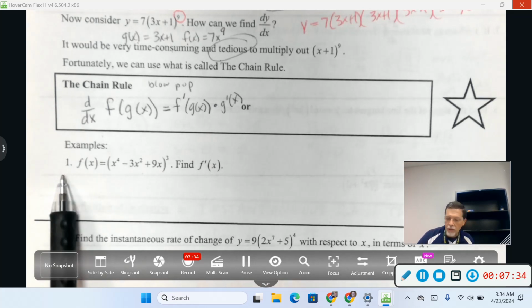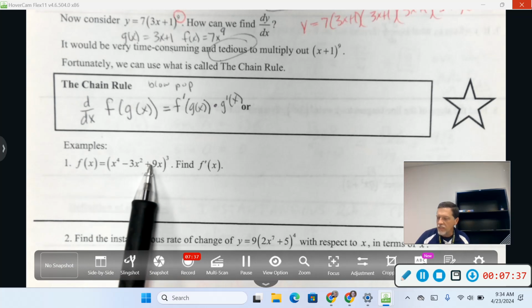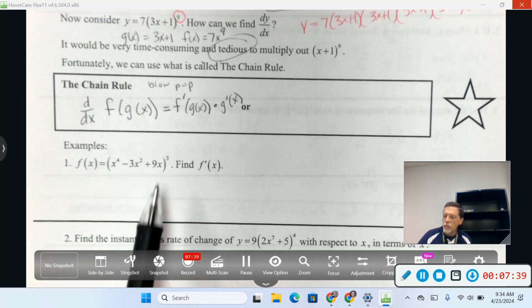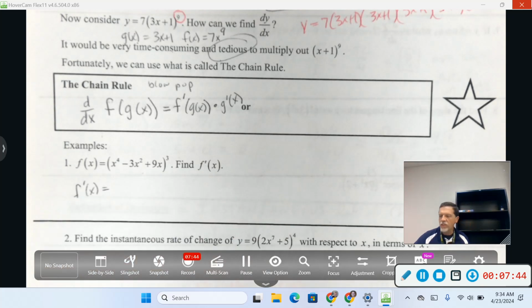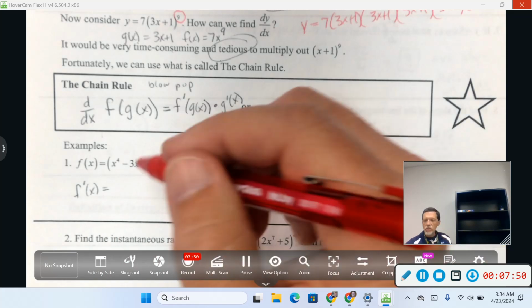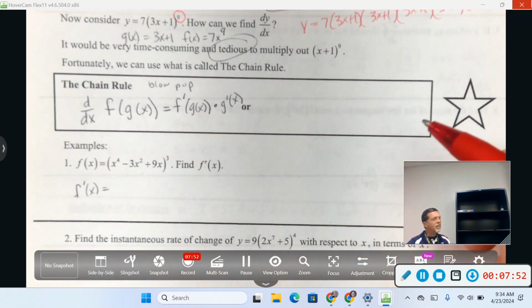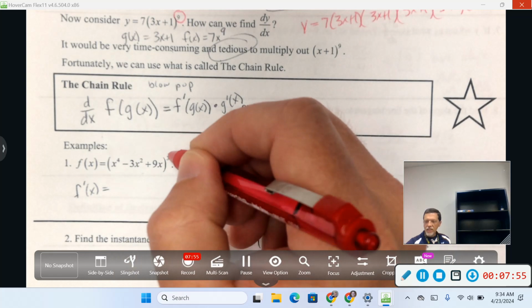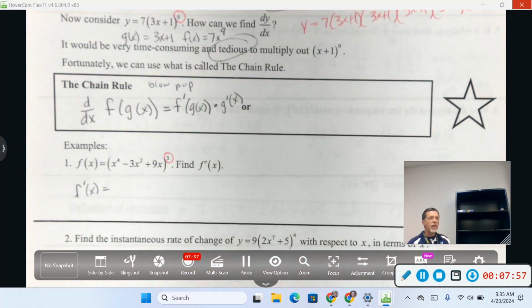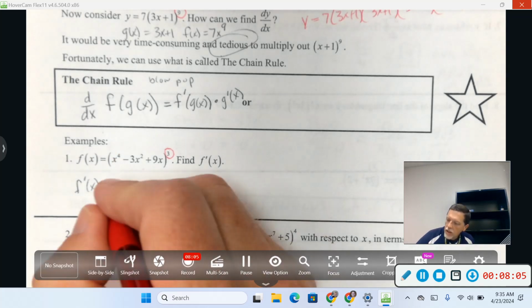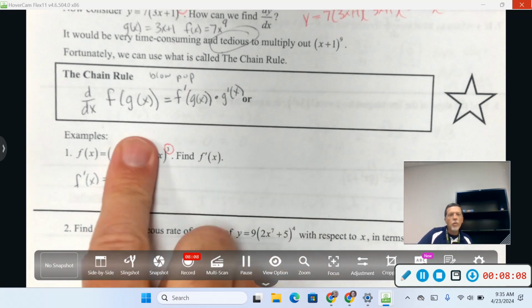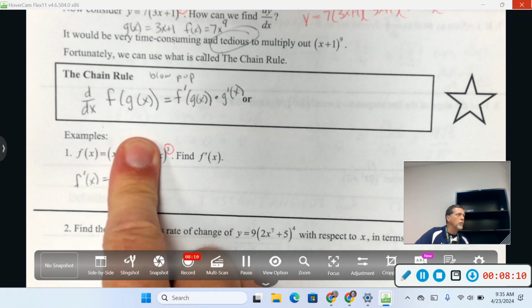Okay, example 1. If f of x is all of this cubed, f prime of x is... Okay, so what's the outermost thing in this function? Which function is kind of on the outside? The cube thing. So let's handle the cube thing. And while we're handling the cube thing, we don't mess with the inside stuff, right? Outside in, one step at a time. So handling the cube thing means don't worry about what's on the inside. So let's use the power rule with the cube.